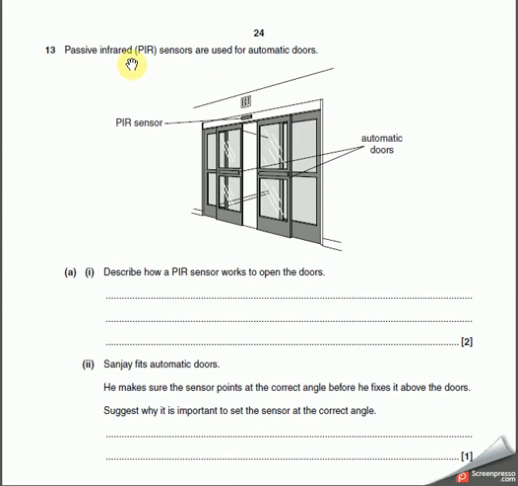Right, passive infrared PIR sensors are used for automatic doors. And there you go, you've got the picture of the PIR sensor and the automatic doors right there. Describe how a PIR sensor works to open the doors. Well, it's infrared radiation, guys, and you need to remember that infrared radiation is actually heat. So I guess basically it's a heat sensor. So as soon as someone walks in front of the door, they would sense the heat and the automatic doors would open.